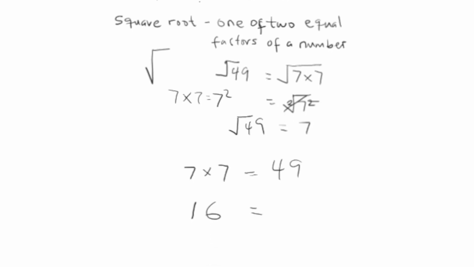16 is equal to 4 times 4, which is 4 squared. So it is a perfect square. If you look at another example, we can talk of 25.